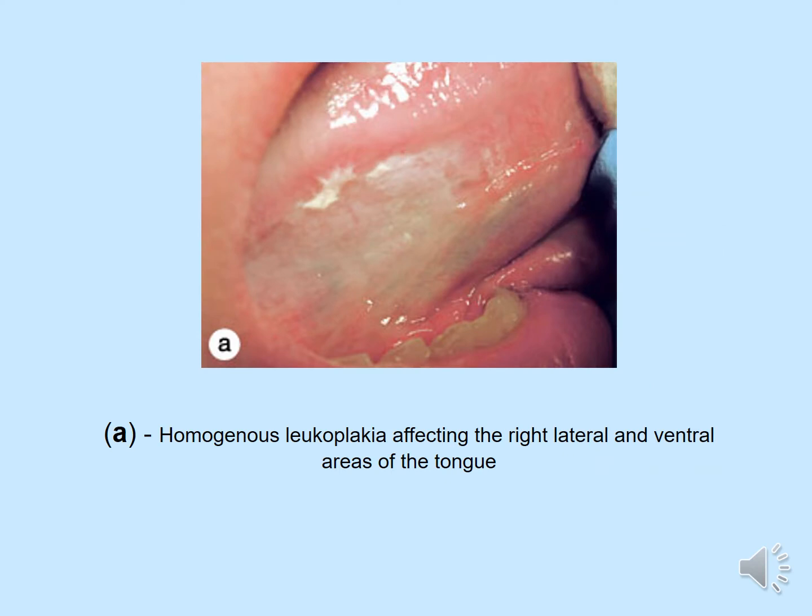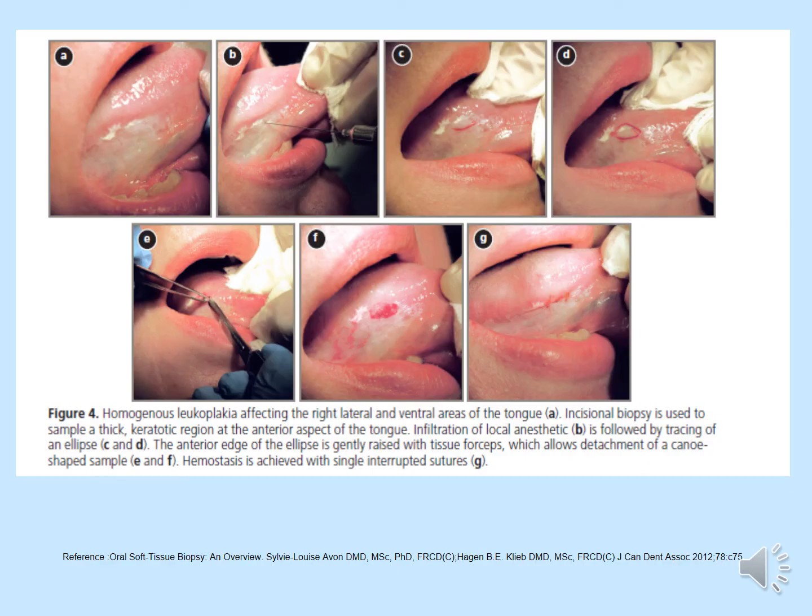Let's look at this case example. We have a patient who has come to us with a white patch, a homogeneous leukoplakia affecting the right lateral and ventral areas of the tongue. If you look at this, this is a homogeneous patch, then you have a whitish patch and a slightly reddish area here. These are the steps done in the process of taking a scalpel biopsy. This is a clear case indicated for scalpel biopsy. The first step is that you've identified the lesion and the site. The second step, picture B, shows an infiltration being given around the lesion.